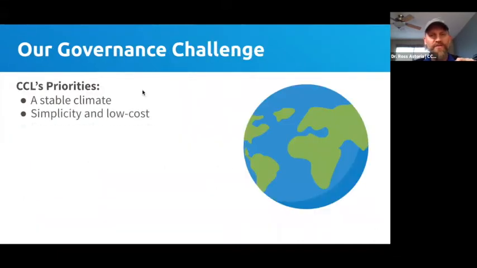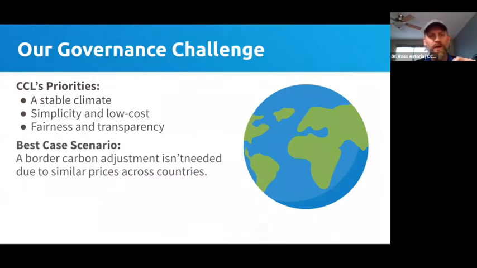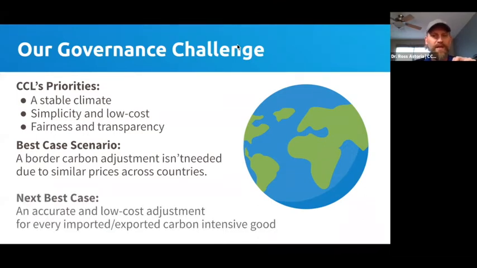Part of the governance challenge here is we want to get to a stable climate. We want some simplicity and low cost, fairness and transparency, and that includes in trade. And one thing I want to highlight: when we look at a border carbon adjustment, the ideal scenario is that it's not needed, because when we're not using the border carbon adjustment, it means that our trading partners in other countries are meeting their mitigation goals. And if we can't do that, we want to make sure that we have fairness, a level playing field with respect to international trade.